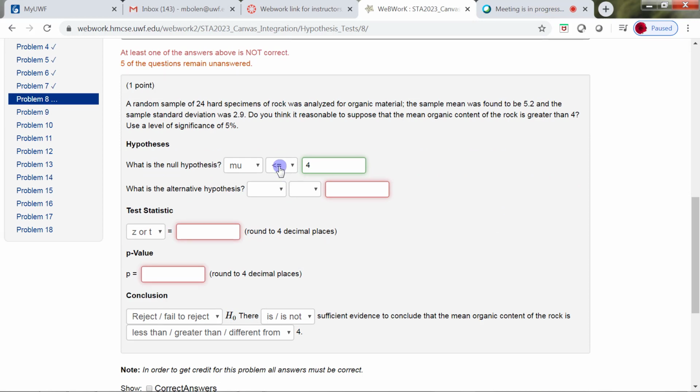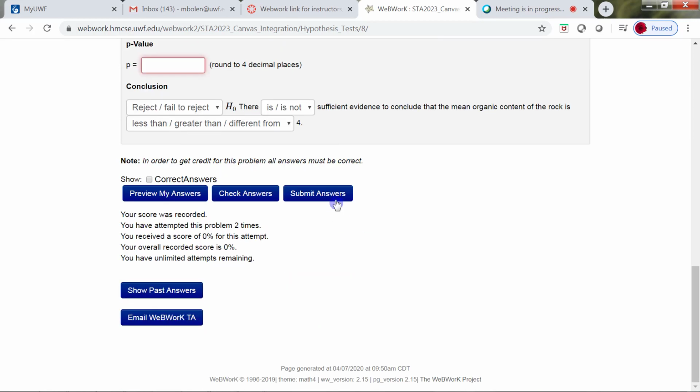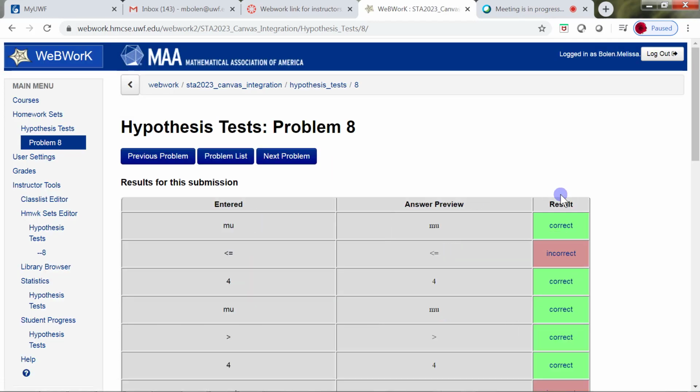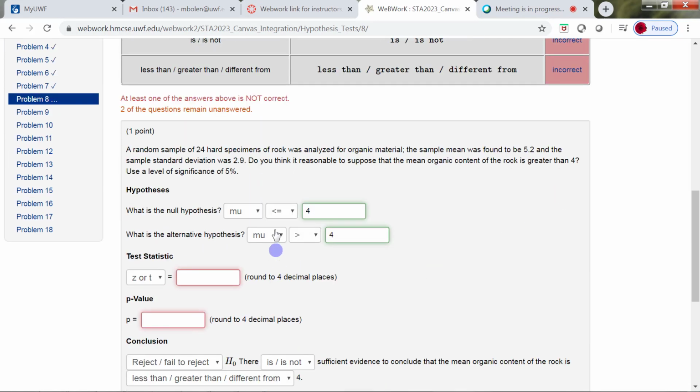because all you have to do is make sure that it's opposite of what this one is. And the alternative is going to be greater. This is going to be mu, because we're testing that it's greater than 4. And so this just has to be opposite of this. So it should accept this as an answer.